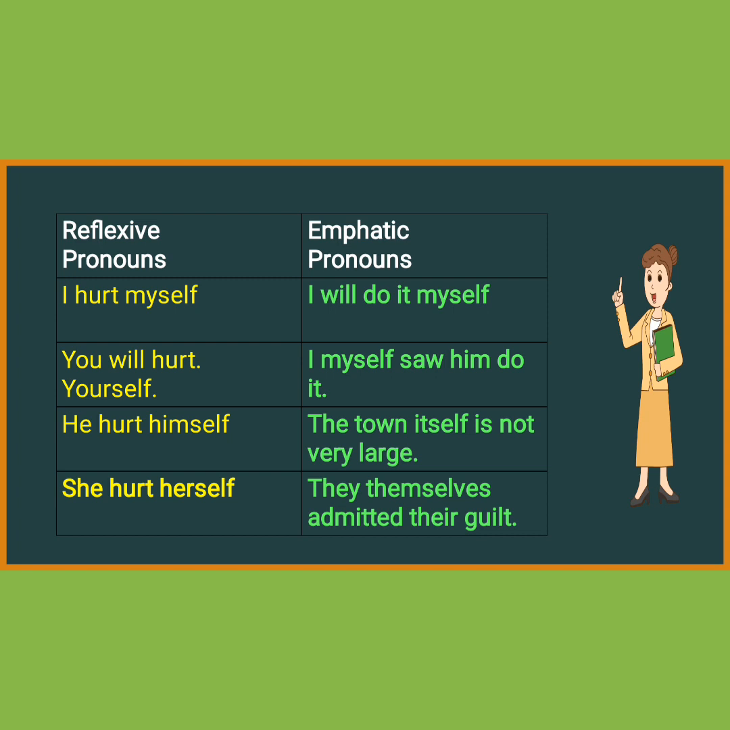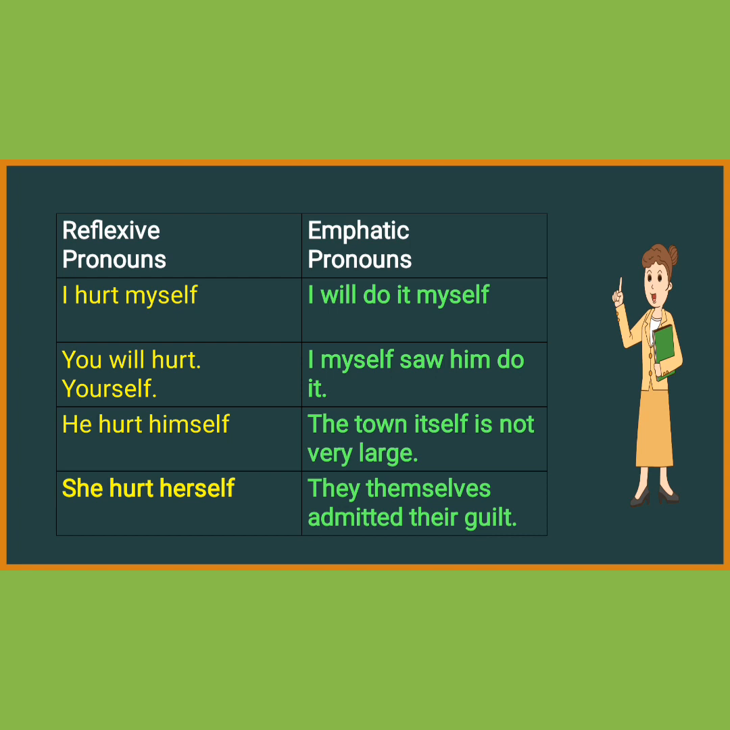I hurt myself, you will hurt yourself. In a reflexive pronoun, students, I repeat, very carefully listen. In a reflexive pronoun, you'll find the answer towards the end of the sentence. Myself, himself, yourself, herself. These words come towards the end.